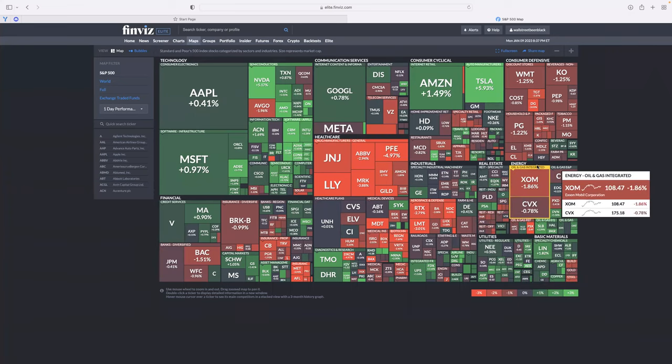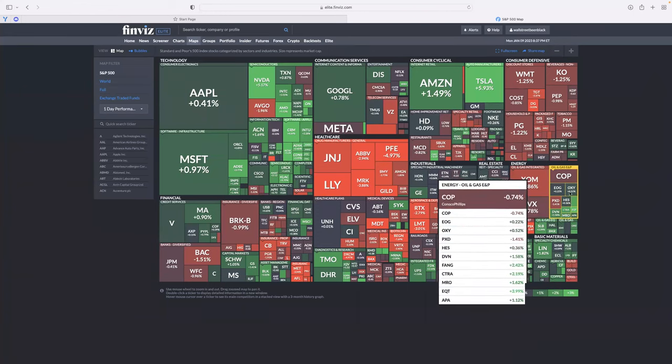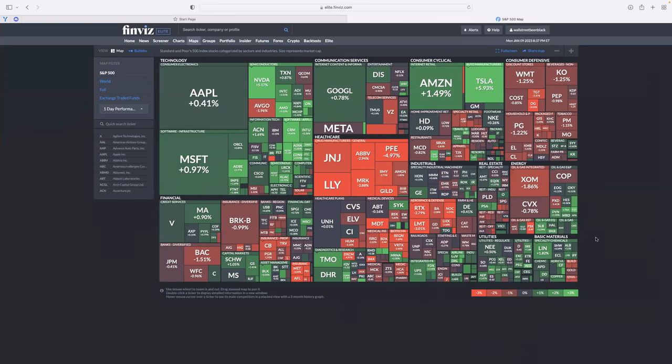Now over here, this is probably my favorite sector. The energy sector, baby, the energy sector. Investing in this sector last year was just the best thing that I did, and I absolutely love it.